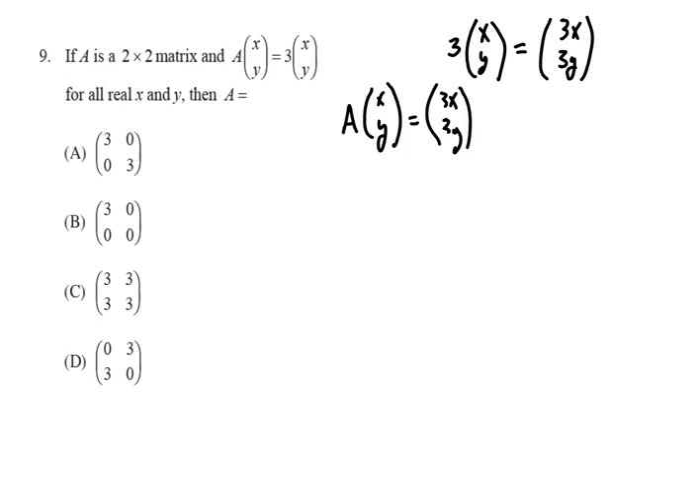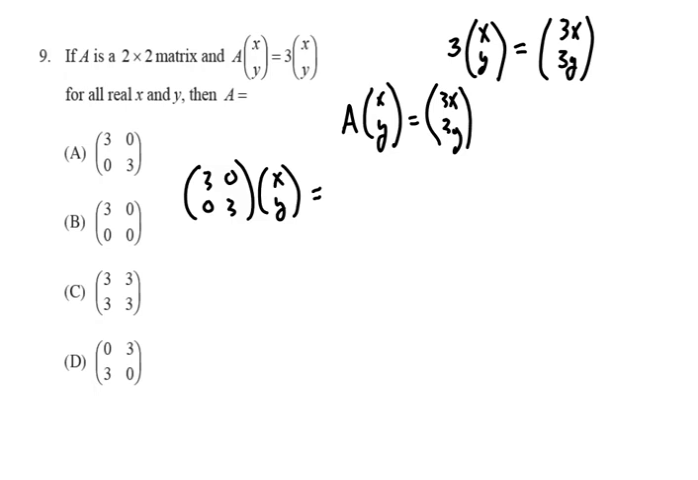So that means that when we multiply the left side of the equation, the matrix A times the matrix xy, we have to get the result of having multiplied every element in the matrix by 3. So the answer here is going to be A, but let's try to multiply each of these 4 options out to see.